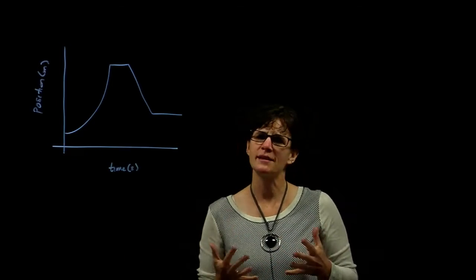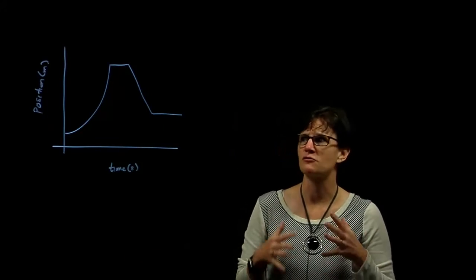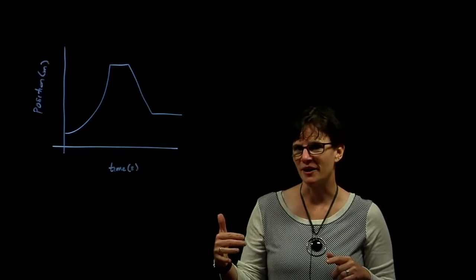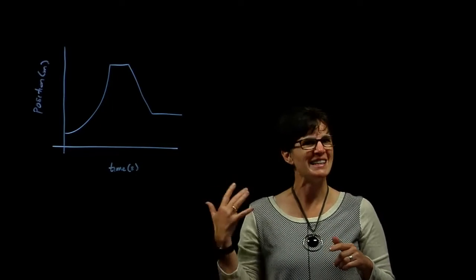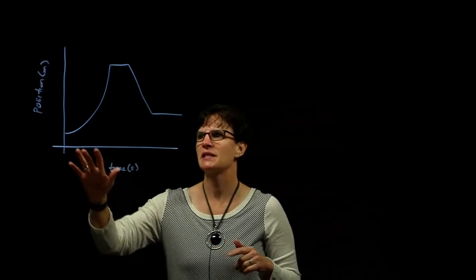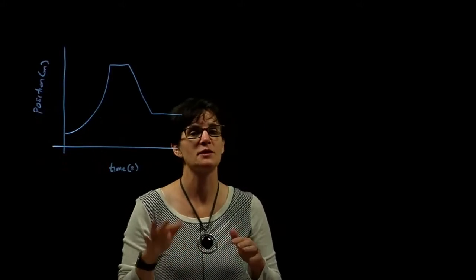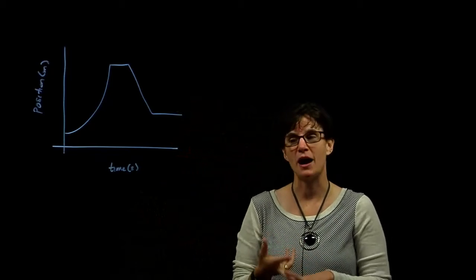Now, whenever we're assessing a graph and assessing how the graph describes motion, we have to first make sure that we know what the graph is talking about. So what are the axes? What is the graph representing? And we can see in the example that we have position over time. So this is a position versus time graph.